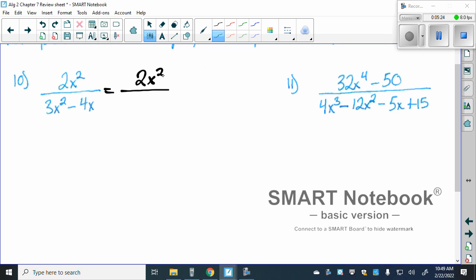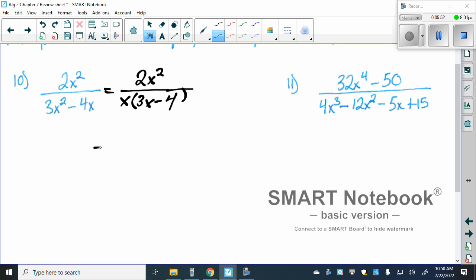Now, the denominator does have 2 terms. So whenever we look at that, the first thing we need to look for is a greatest common factor. Is there a greatest common factor between 3x squared and 4x? They both have an x. They both have a variable. So we can factor it out. And if I factor an x out of 3x squared, we're left with 3x minus. And x factored out of 4x leaves us with 4.